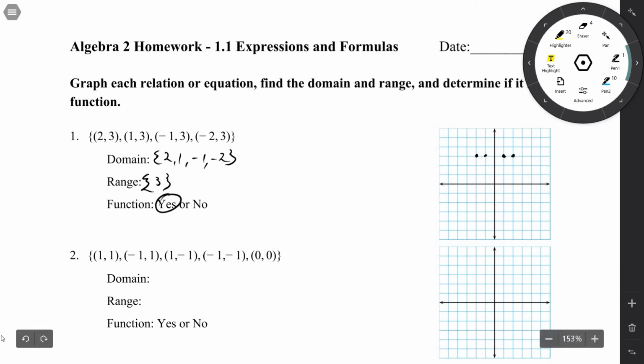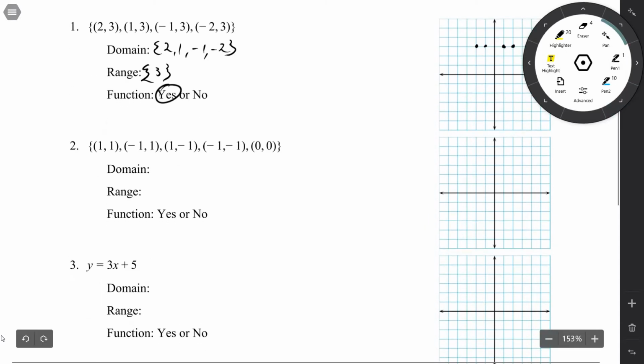Technically, yeah. No one input is paired with more than one output, or any one element in the domain is not paired with more than one element in the range. They're all paired to the same element in the range, but no element in the range is paired with the same in the domain. What about this one here?